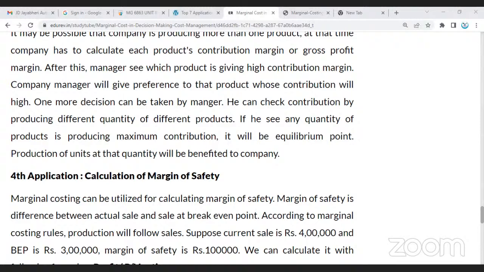So let us take one manufacturing company. The cost sheet is like this: direct material is 40,000, wages are 36,000, then factory overheads: fixed is 12,000, variable is 20,000. The total overheads are 32,000, right?